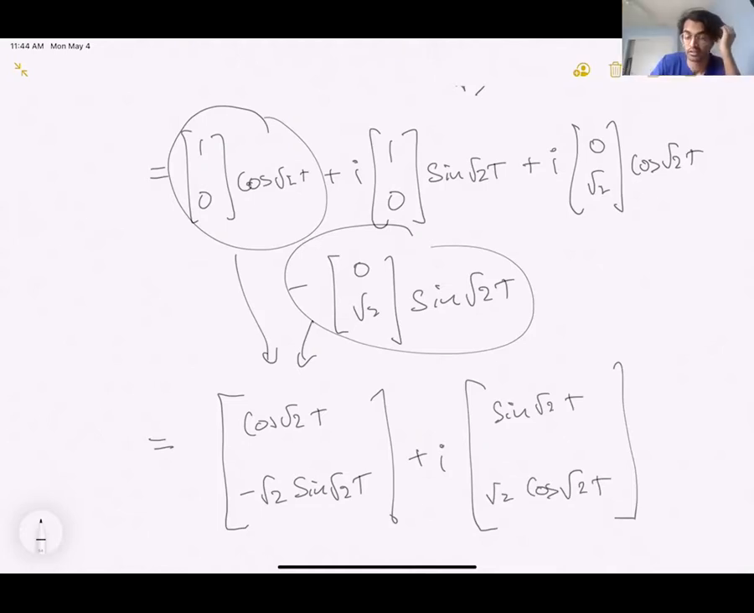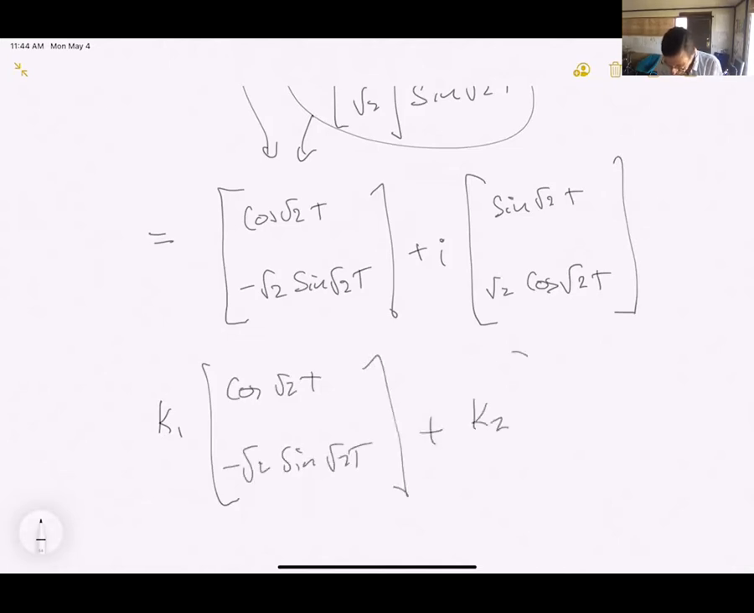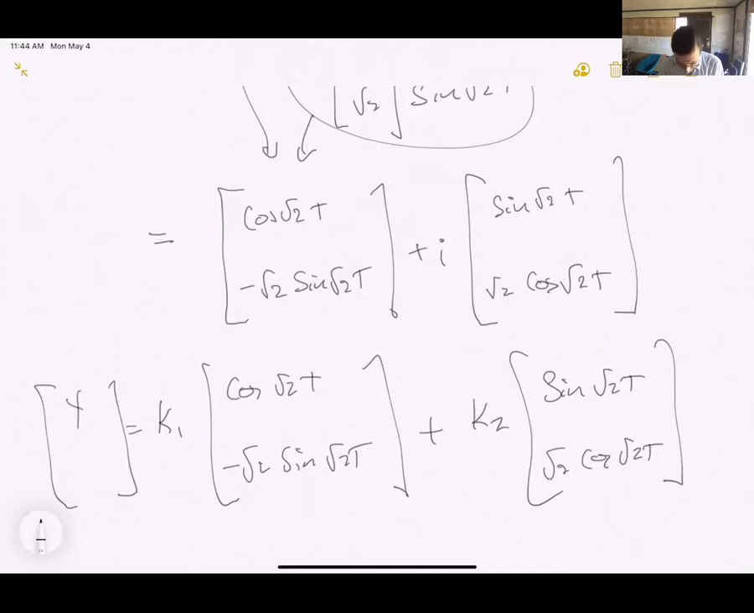You just add scalars, right? And yeah, you take the real part and the imaginary part, and you do any linear combination of those. So the general solution will be k1 times cosine root 2t minus root 2 sine root 2t plus k2 times sine root 2t, root 2 cosine root 2t. And that is the general solution of the unforced system for y and v.